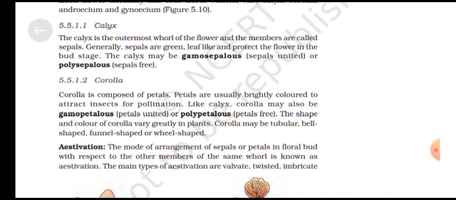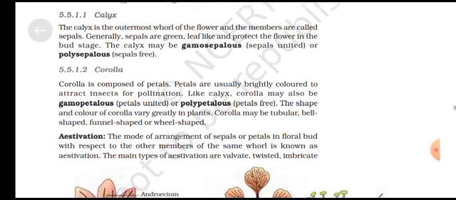Corolla is composed of petals. Petals are usually brightly colored to attract insects for pollination. Like calyx, corolla may also be gamopetalous, petals united, or polypetalous, petals free. The shape and color of the corolla vary greatly in plants. Corolla may be tubular, bell-shaped, funnel-shaped, or wheel-shaped.